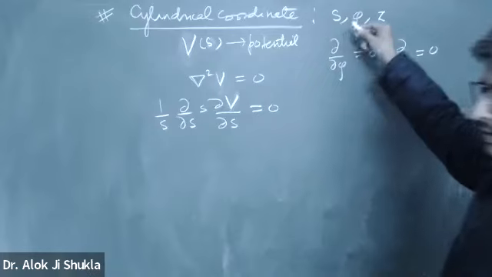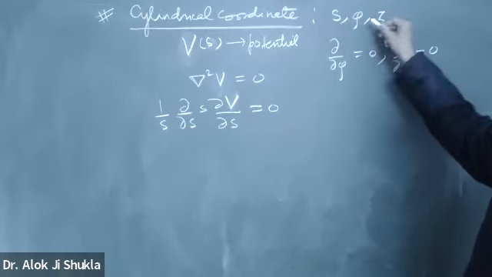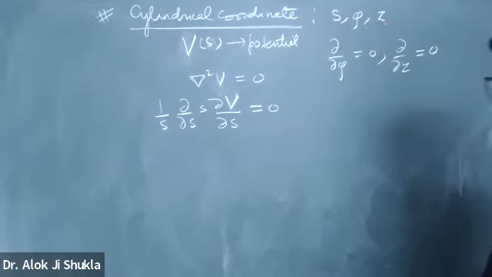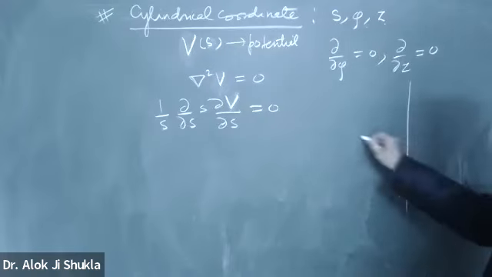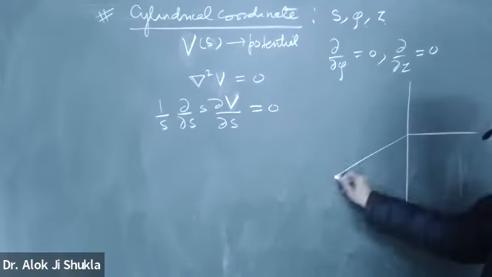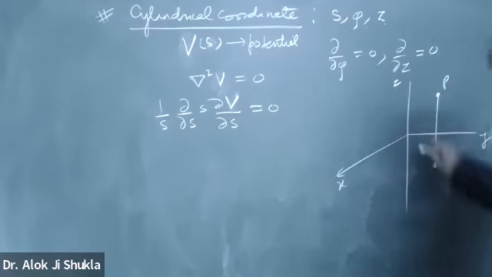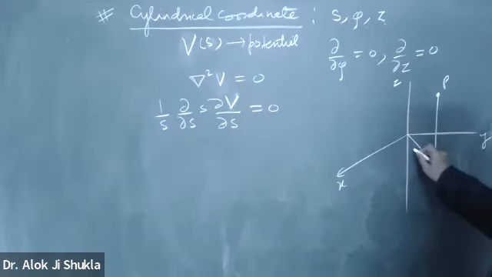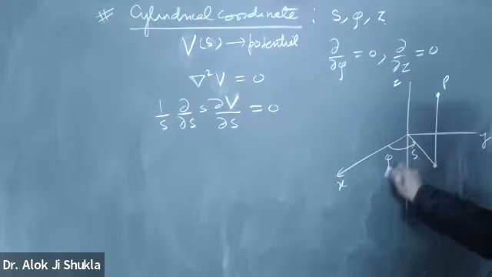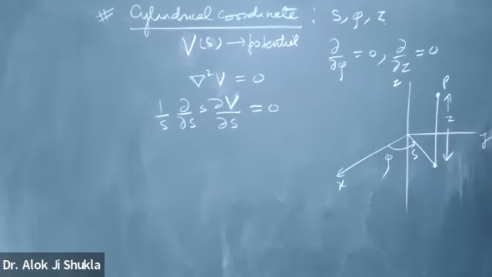And this is your coordinate distance, azimuthal angle, and z. Okay, what are these coordinates? Please see this. This is your x, y, and z. So if point P is here, you put a perpendicular on the xy plane. So this distance is your s, this angle with x is phi, and this height is z. This is called cylindrical coordinates.